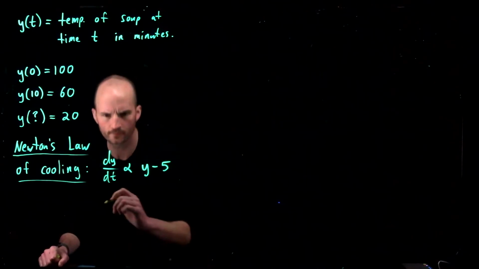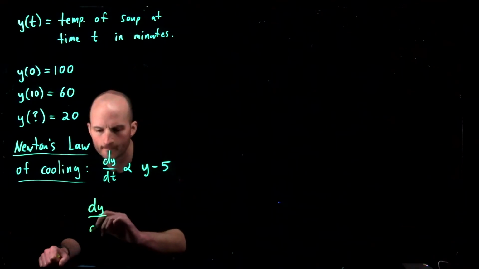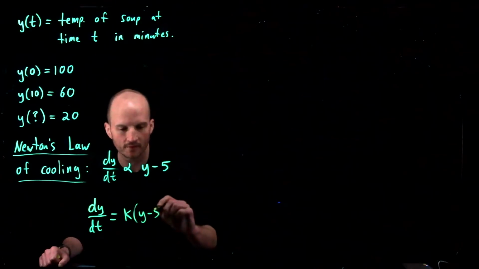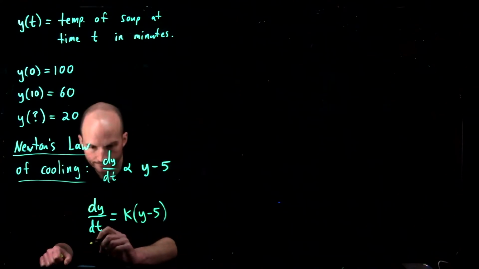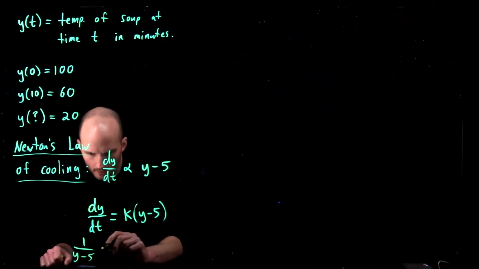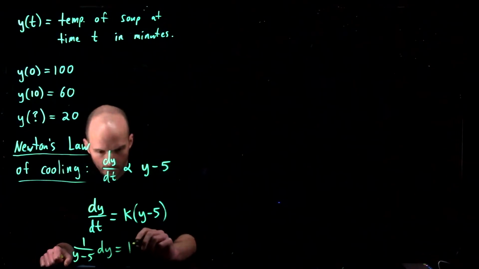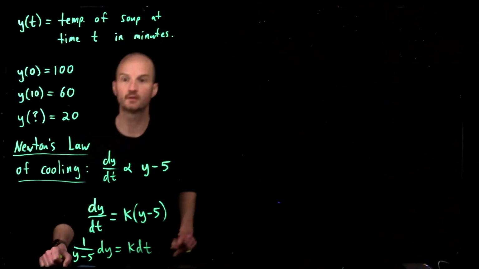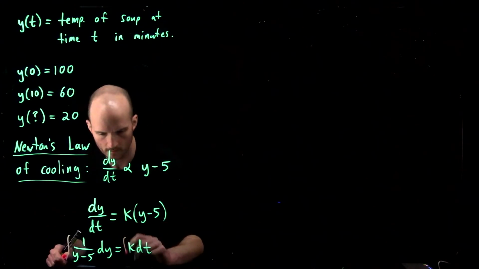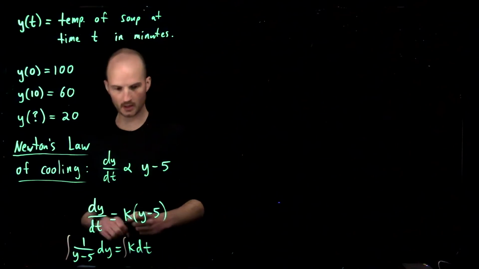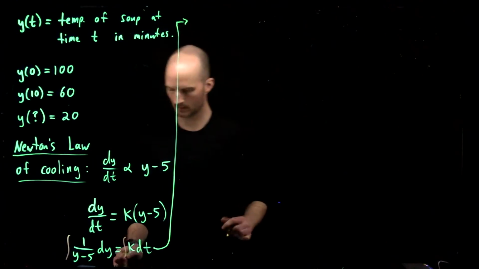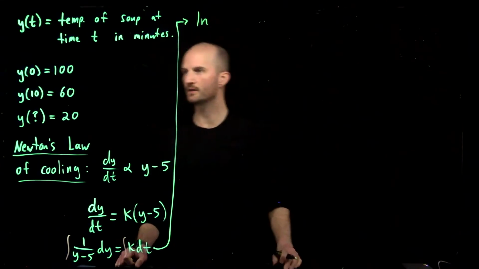Okay, so what do we get here? Well, as usual, proportional means that it's a constant times y minus 5. So we can separate. We go 1 over y minus 5 dy is k dt. And we integrate both sides, bringing us to ln of y minus 5.